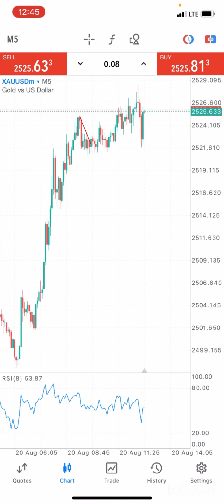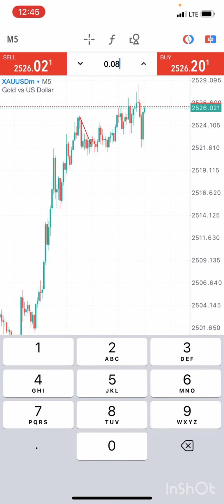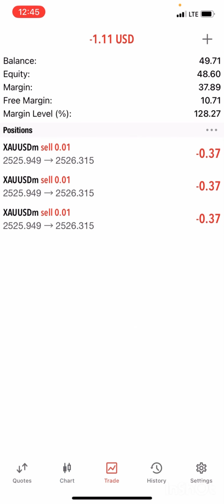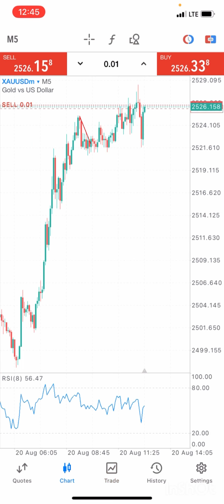So I saw this setup here that I want to pick a trade on. So quickly we have to sell this market. Okay, we are going to sell this market. So we are selling this market right here, full margin with this $49. Okay, so we are selling this.